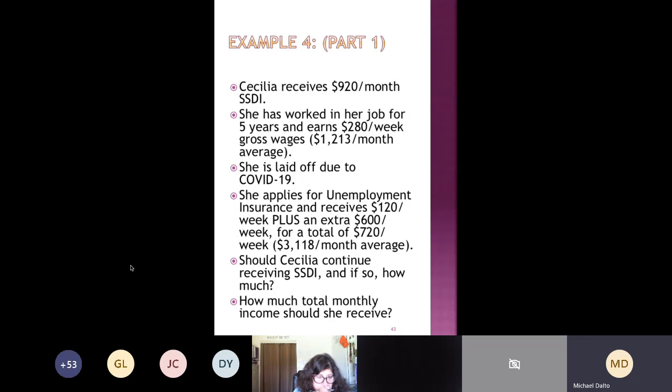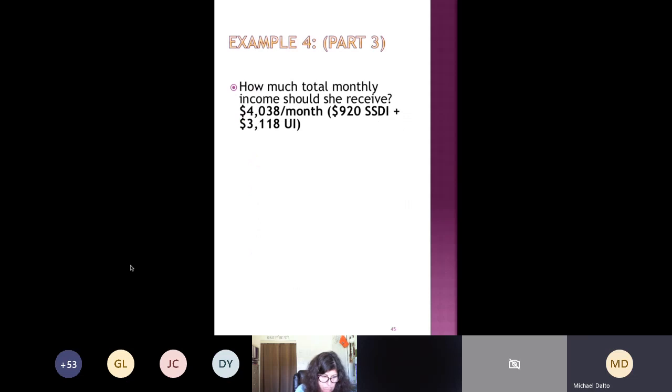So should her SSDI continue? And if so, how much? And how much total monthly income will she get? Well, as we just talked about, she can keep her SSDI, the full amount, the whole $920 a month. Her UI benefit has no impact on her SSDI.